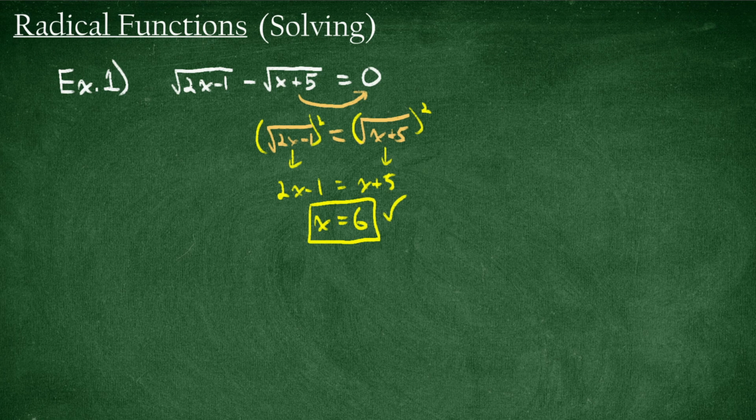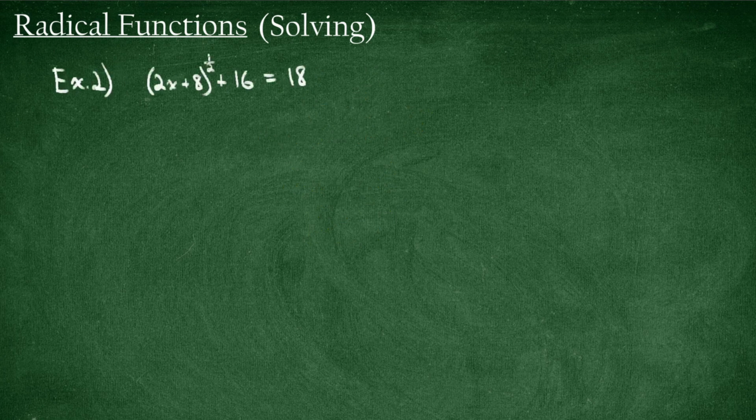All right, let's go to the next problem. In this example, I have 2x plus 8 to the 1/2, which, by the way, anything to the 1/2 is the same thing as the square root. I'm going to leave it in the 1/2 notation, just so we can get used to that. But anyway, plus 16 is equal to 18. Let's isolate the complicated part. So 2x plus 8 to the 1/2 is equal to, I'm going to subtract 16 from both sides. So 18 minus 16 is equal to 2.